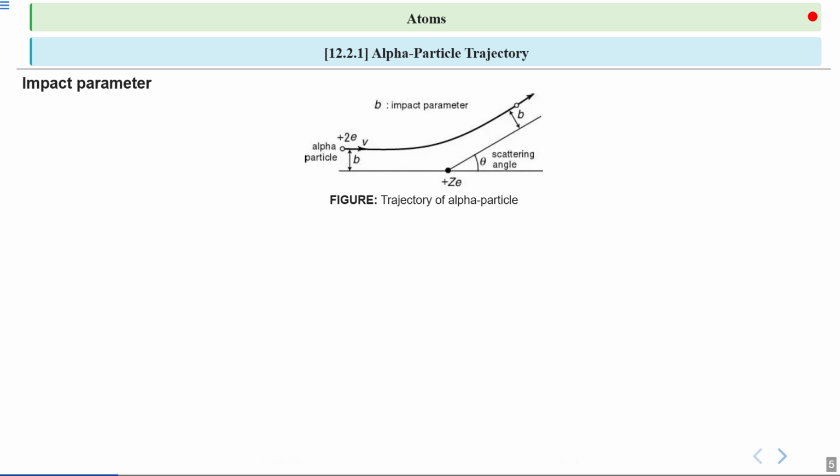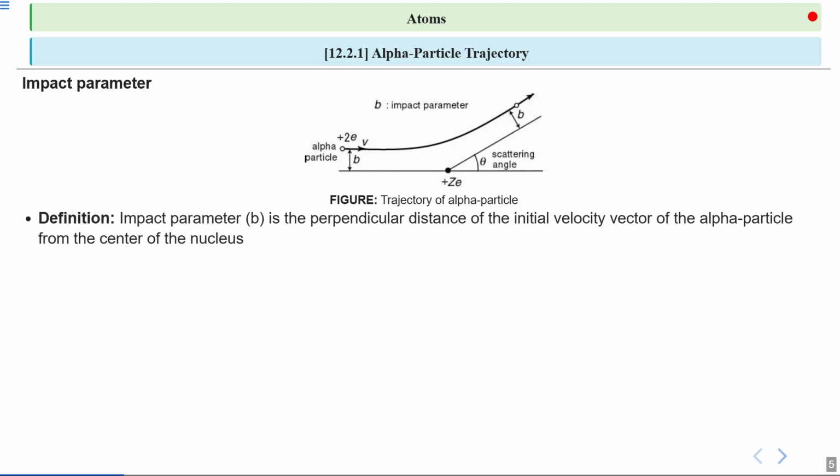The perpendicular distance between the initial velocity vector, meaning the initial direction of velocity, and the position of the nucleus is denoted as b. So this is the interpretation of the figure.